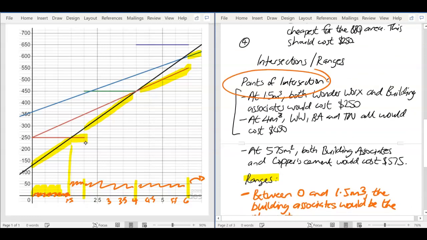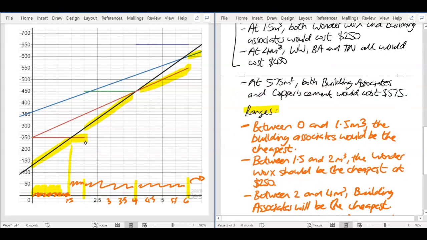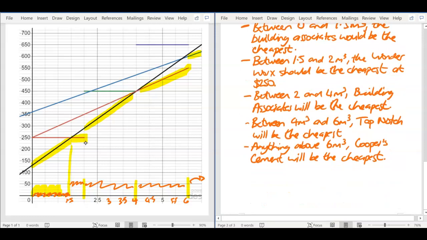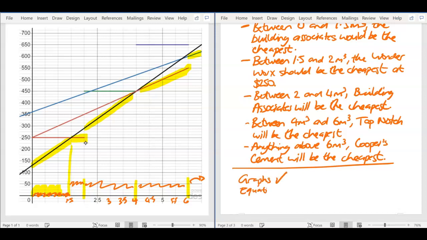So this is really important. This is the new thing we introduced in our video. And then we chatted about the ranges as well. So if you could do all of that, you'll actually end up getting a merit. So we would have done graphs. We would have done equations. We would have done substitution. We then would have done those intersections. And finally, we did communicate our recommendations as well. So that there would have got you to merit.